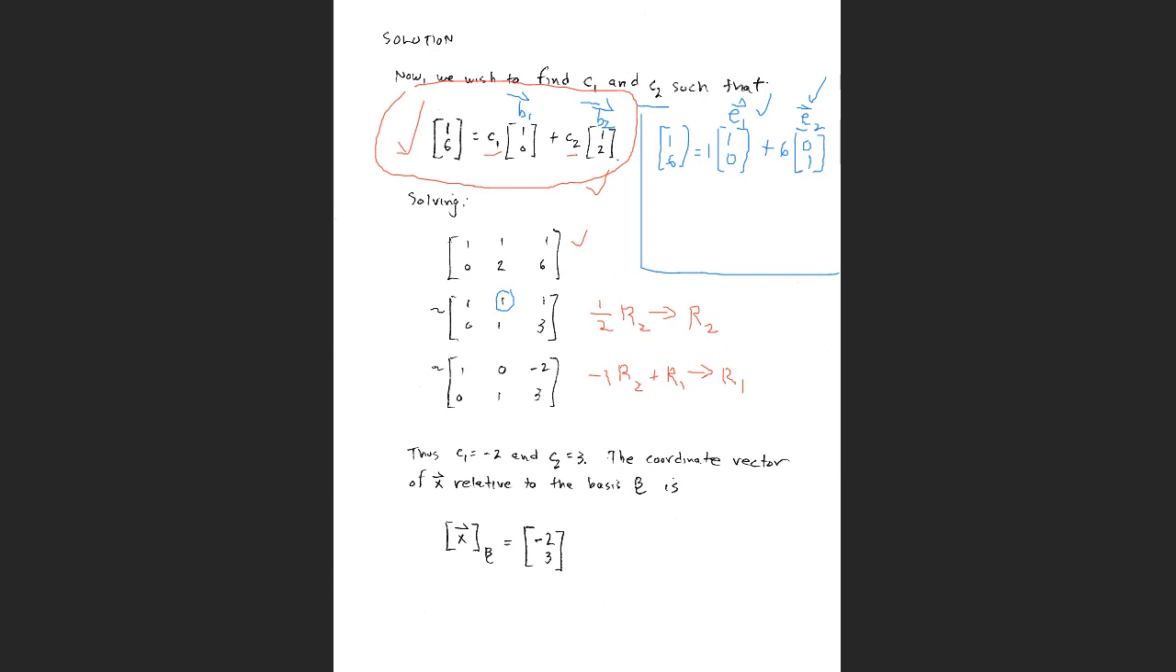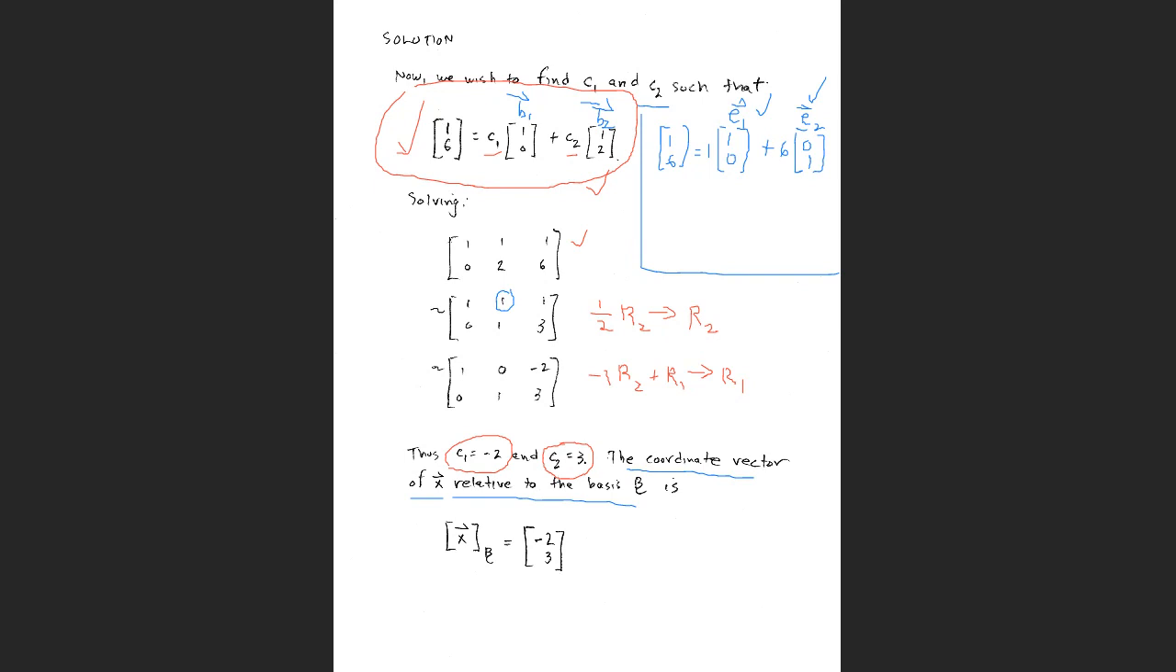Well, okay, so now we know what C1 and C2 are. C1 equals -2, and C2 equals 3. And so the coordinate vector of the vector x relative to the basis B is going to be -2, 3, the vector -2, 3.